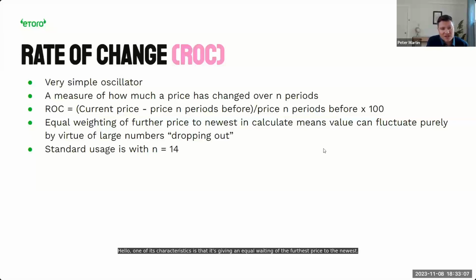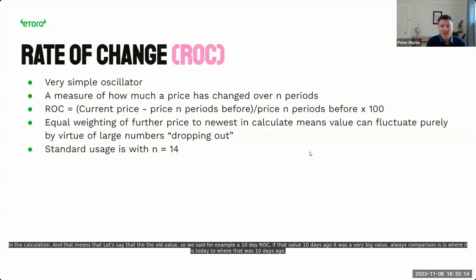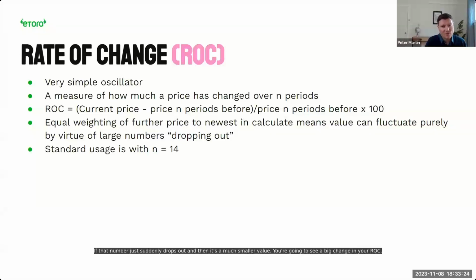One of its characteristics is that it's giving an equal weighting of the furthest price to the newest in the calculation. And that means that, let's say for example a 10-day ROC, if that value 10 days ago was a very big value, all its comparison is where it is today to where that was 10 days ago. If that number just suddenly drops out and then it's a much smaller value, you're going to see a big change in your ROC. It makes a big difference. So the value of ROC is susceptible to fluctuations purely by this idea of numbers dropping out of the calculation.